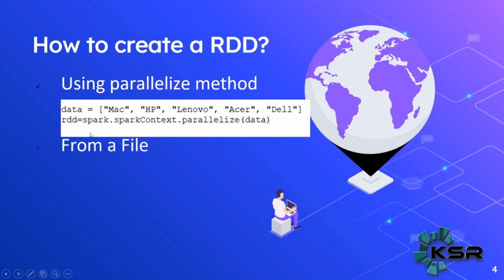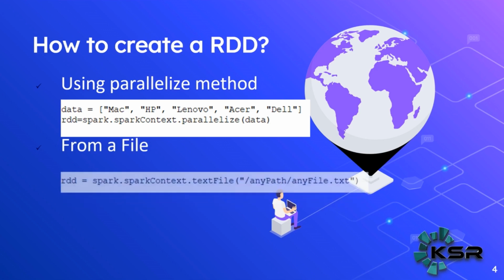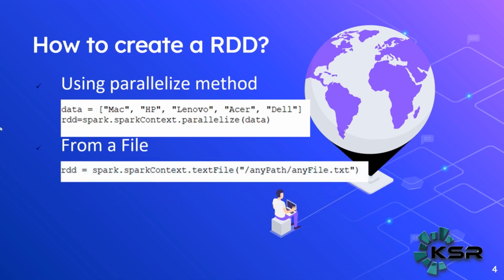Then the next one is using a file. We can read a file as an RDD. So how do we read a file? Again, RDD equals spark.sparkContext, and instead of parallelize we use textFile, and you pass the file name. Then an RDD will be created with this file.